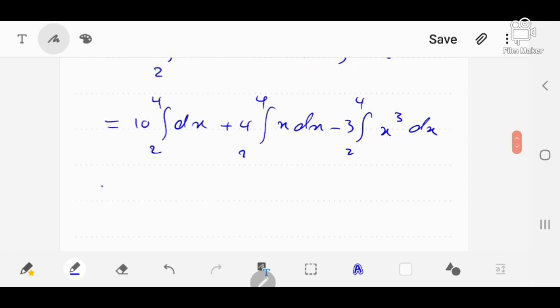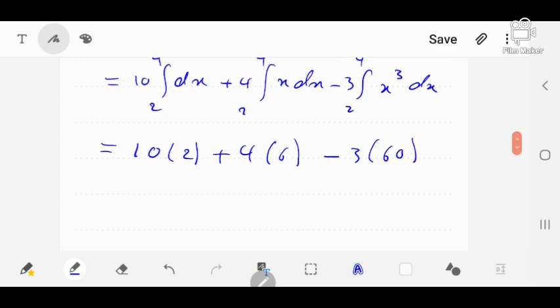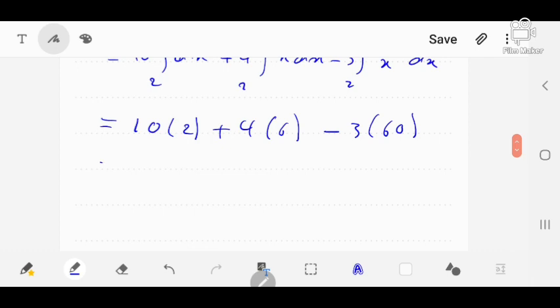Now we can make use of the given numbers. So 10 times integration of dx is 2, plus 4 times integration of x is 6, minus 3 times integration of x cubed is 60. Put this in the calculator and evaluate. What will you get? 20 plus 24 minus 180. 20 plus 24 minus 180, that's negative 136.